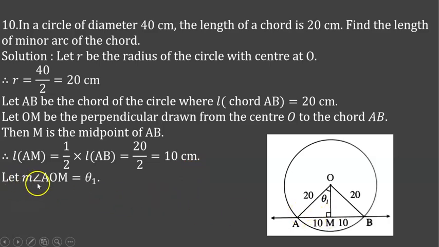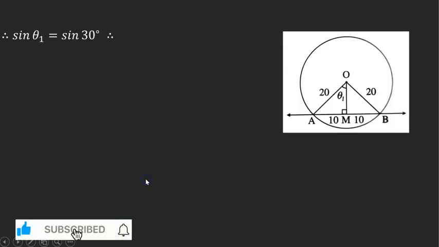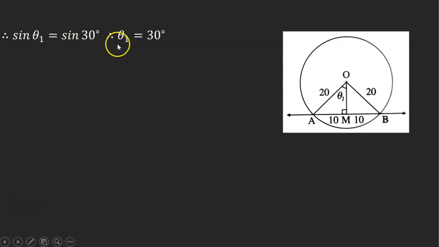Now measure of angle AOM is equal to theta 1. In the right angle triangle OMA, sine of theta 1 is equal to AM upon OA, that is the hypotenuse, 10 upon 20, which is equal to 1 upon 2. Now sine of theta 1 is equal to sine 30. Therefore theta 1 is equal to 30 degree.